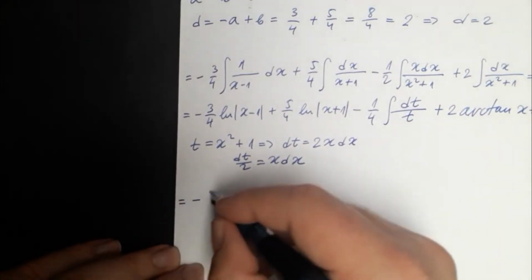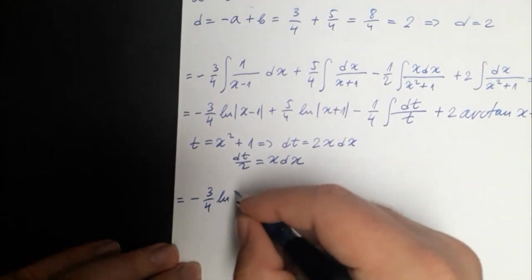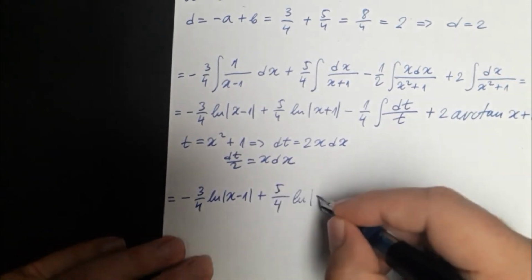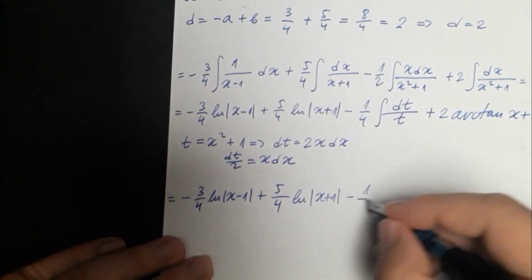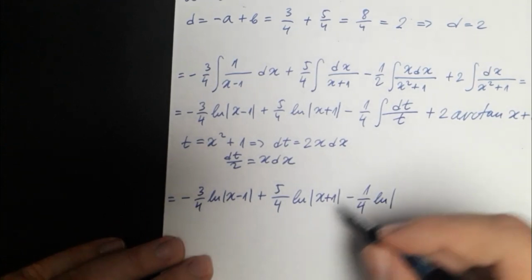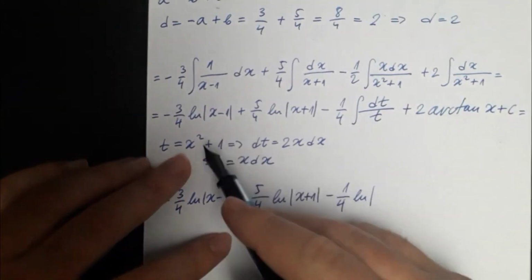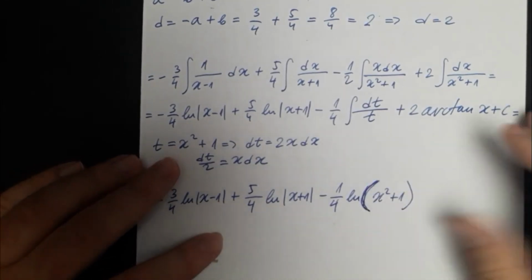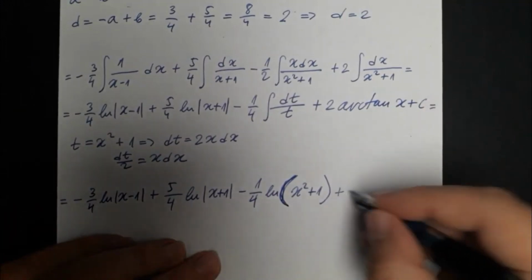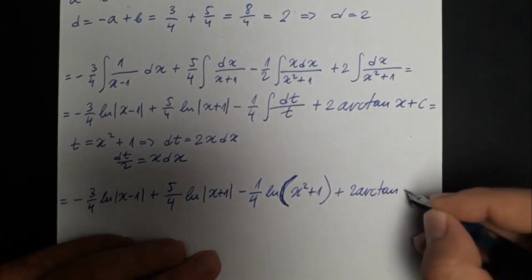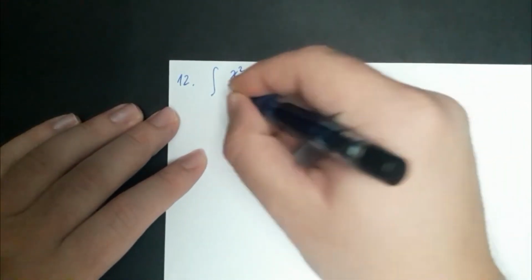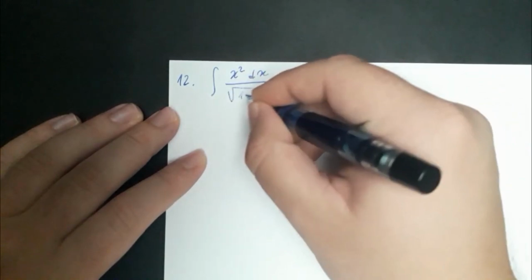So this is equal to negative 3 divided by 4 ln absolute value of x minus 1 plus 5 divided by 4 ln absolute value of x plus 1 minus 1 divided by 4 ln absolute value of t, which was x squared plus 1. That is always positive, so there is no need for the absolute value, and plus 2 arctan of x plus c.